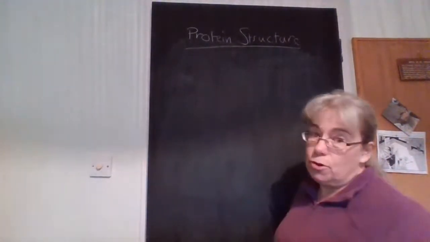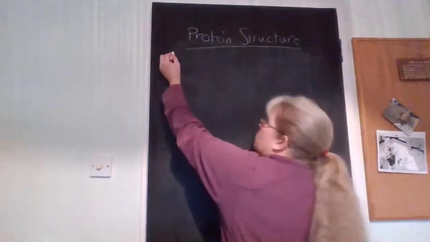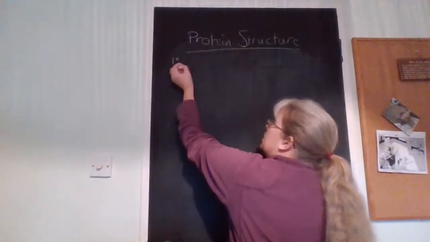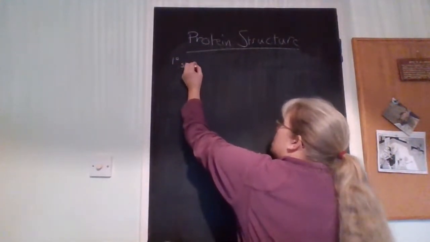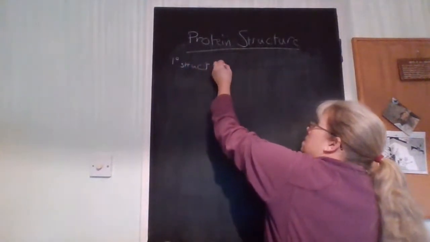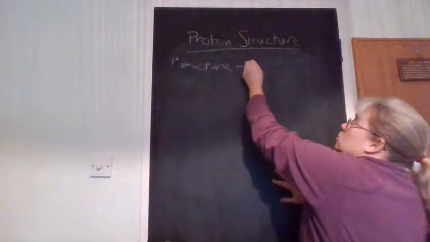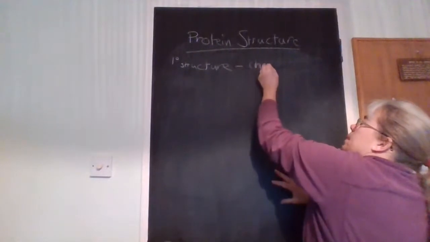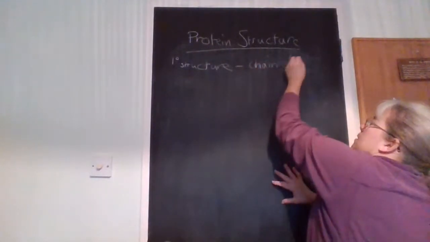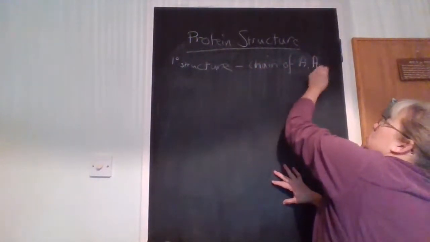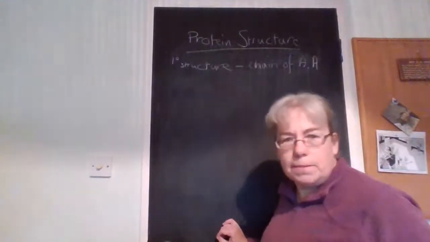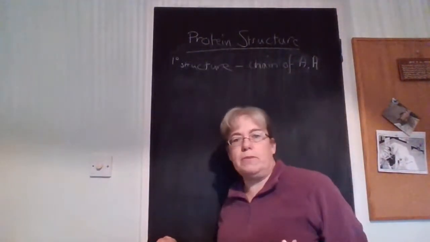There are actually 4 levels of organisation. So the primary structure is the chain of amino acids. I put AAs because I can't be bothered to write out amino acid. So you've got a long chain of amino acids.